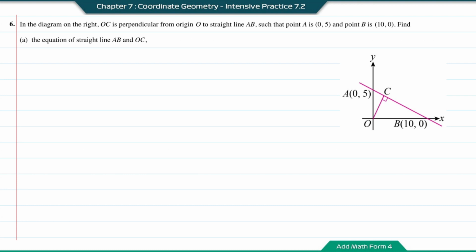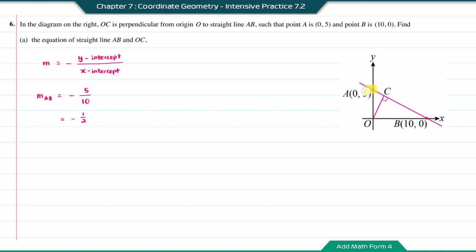Question number 6. In the diagram on the right, OC is perpendicular from origin O to straight line AB, such that point A is (0, 5) and point B is (10, 0). Find (a) the equation of straight line AB and OC. So here, the point A is actually the y-intercept, and the point B is the x-intercept. To find the gradient AB, we're going to use the formula negative y-intercept over x-intercept. So the gradient AB is equal to negative 5 over 10. Simplify, this is equal to negative 1 over 2.